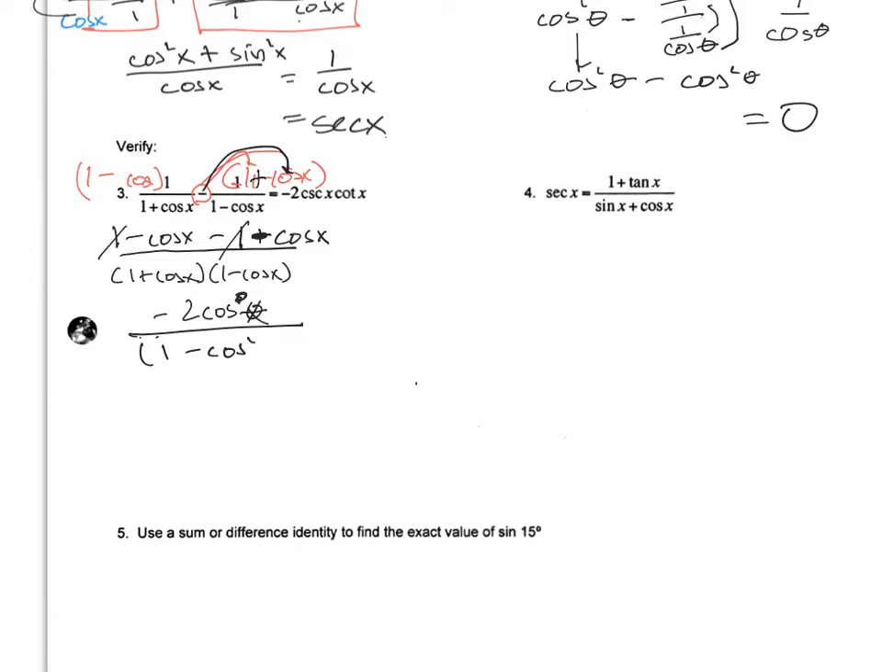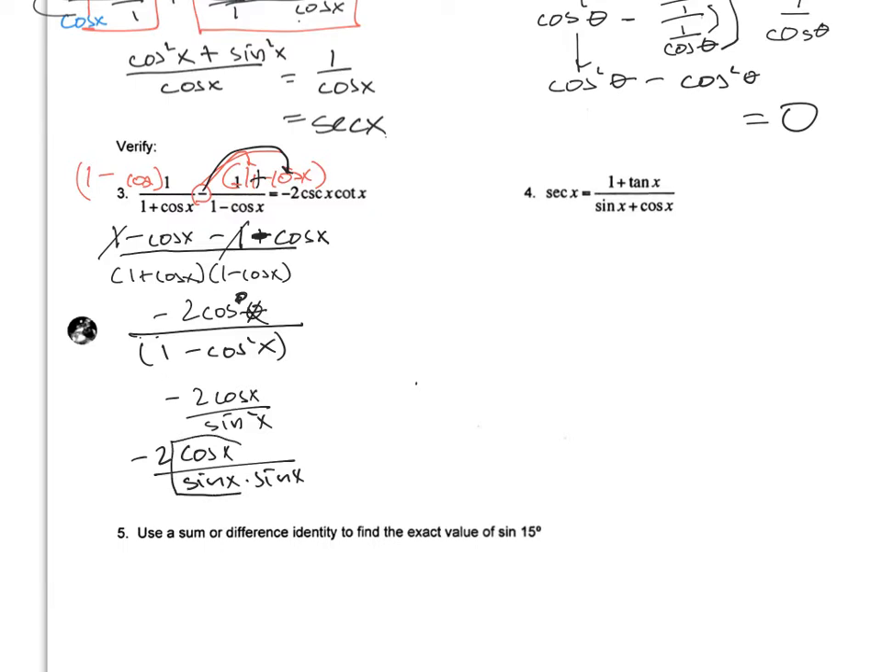And I guess it's been x this whole time, sorry. 1 minus cosine squared is sine squared. So now we have minus 2 cosine x over sine squared. Well, sine squared is in the denominator. Sine squared is like saying sine times sine. Look at your answer.